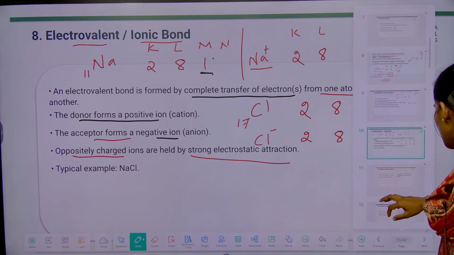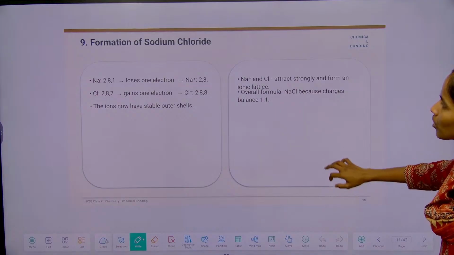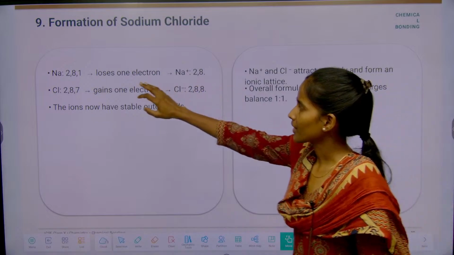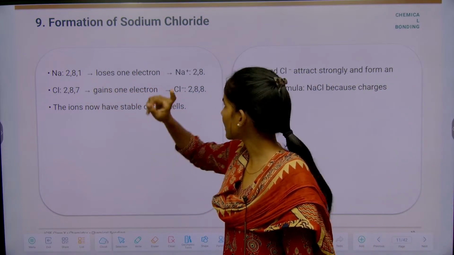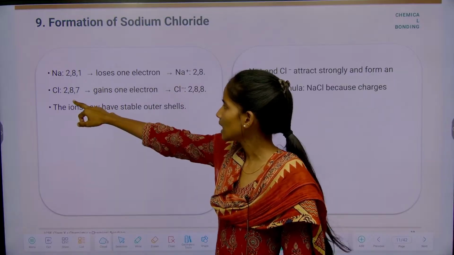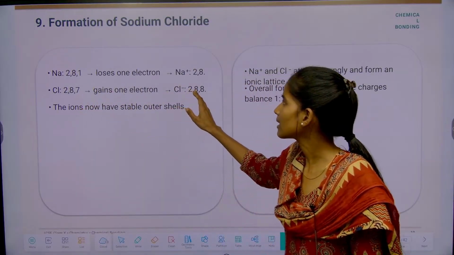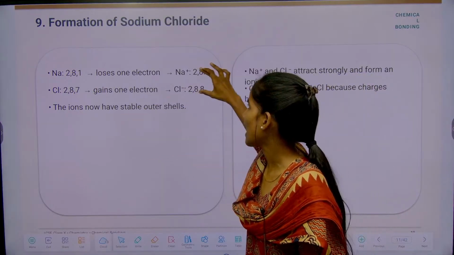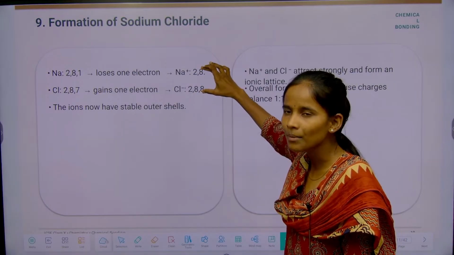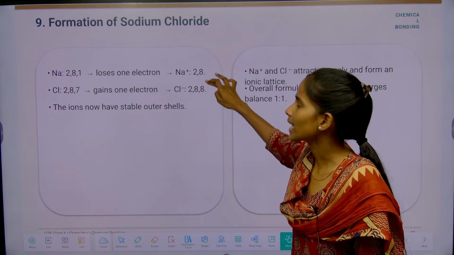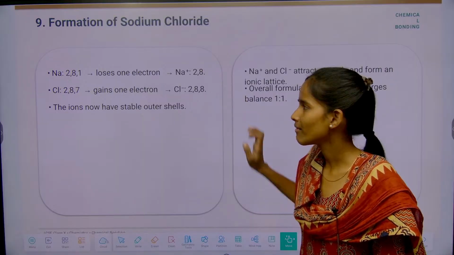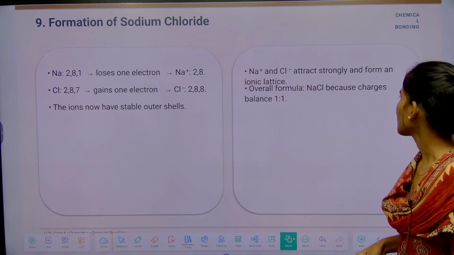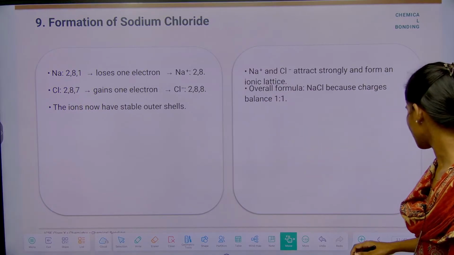Then moving to the next one, I have given about sodium chloride clearly here. Sodium configuration is 2, 8, 1. By losing one electron it forms 2, 8 configuration. Chlorine configuration is 2, 8, 7. By gaining one electron it forms 2, 8, 8. Now the two ionic species formed here are stable because both have octet configuration in the valence shell. Now Na+ and Cl- attract strongly and form an ionic bond. Overall formula is NaCl.